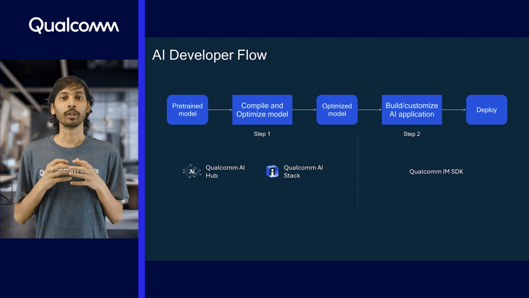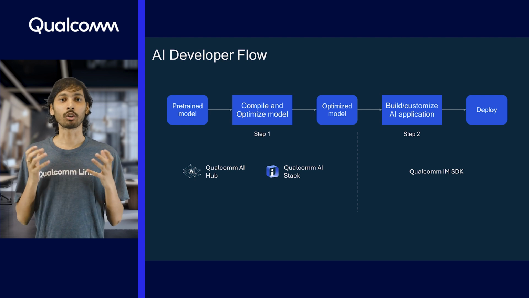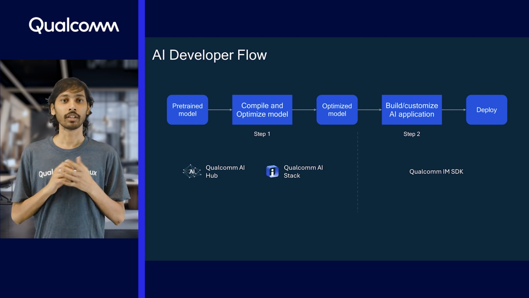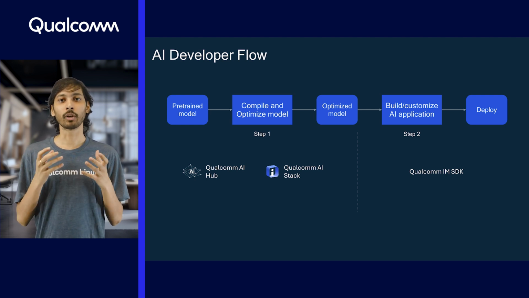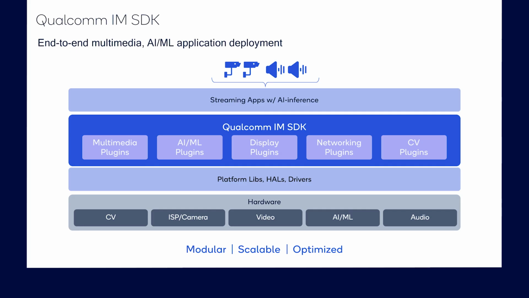So far in this video, we discussed compiling and optimizing a pre-trained model to run on our Qualcomm Linux platform. Now, we are going to discuss how to deploy the prepared model into an AI application using Qualcomm IM SDK. The Qualcomm IM SDK is a unified SDK across Internet of Things segments. This SDK enables virtually seamless multimedia and AI/ML application deployment.